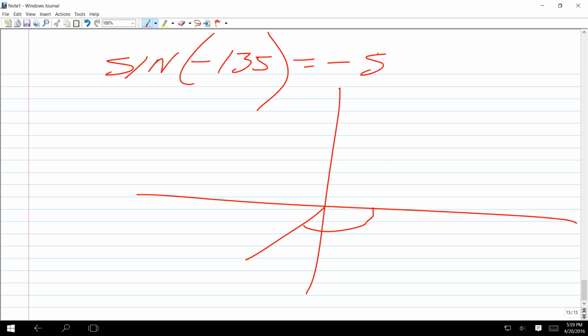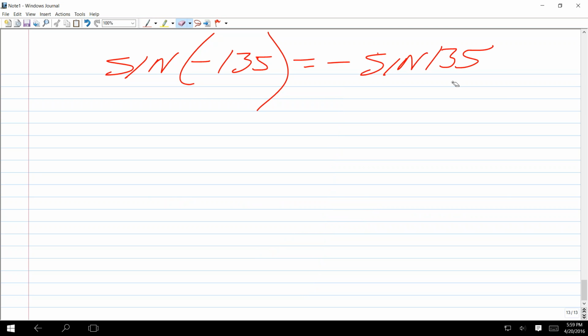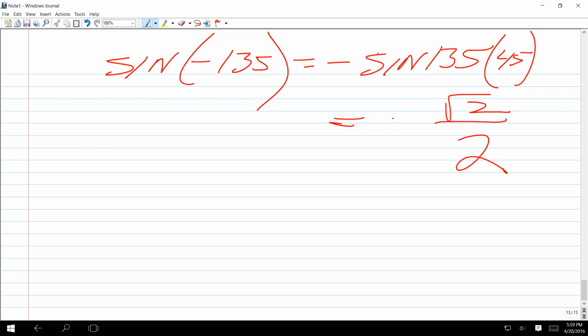It's the same as the sine of 135. Now, you still have to work through figuring out the sine of 135, but that's a second quadrant angle, right? So it's the same as the sine of 45, which is square root of 2 over 2. This negative sign comes with it, so there's your answer. Okay, so that's how it works.